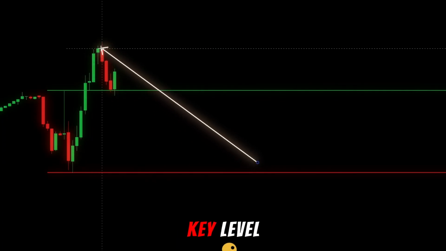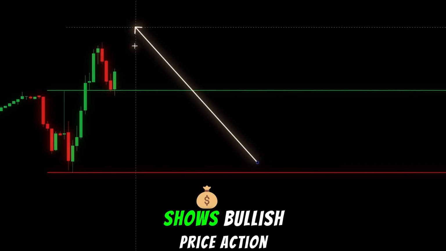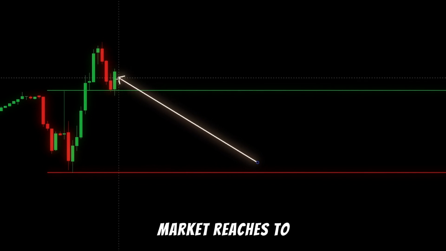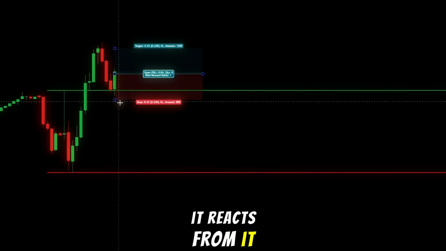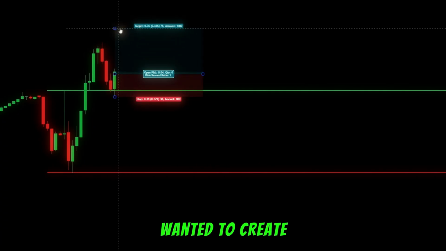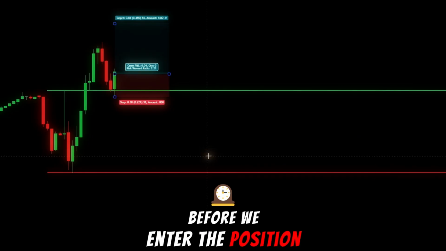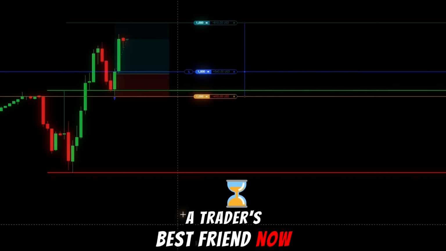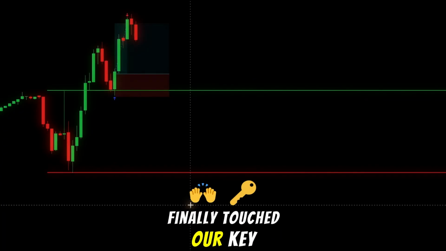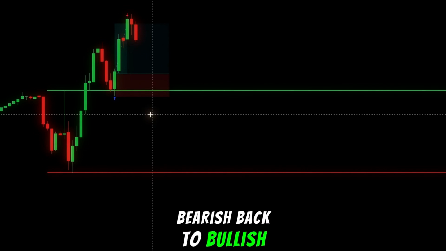Once you've identified your key level, you want to wait for price to return to this area and enter once it shows bullish price action. So as the market reaches this area, we can see that it reacts from it and moves up higher, but we still want it to create a series of higher highs and higher lows before we enter the position. This all comes down to patience, a trader's best friend. Now the market has finally touched our key level for the third time and moved up past this swing high. It has shifted from bearish back to bullish.